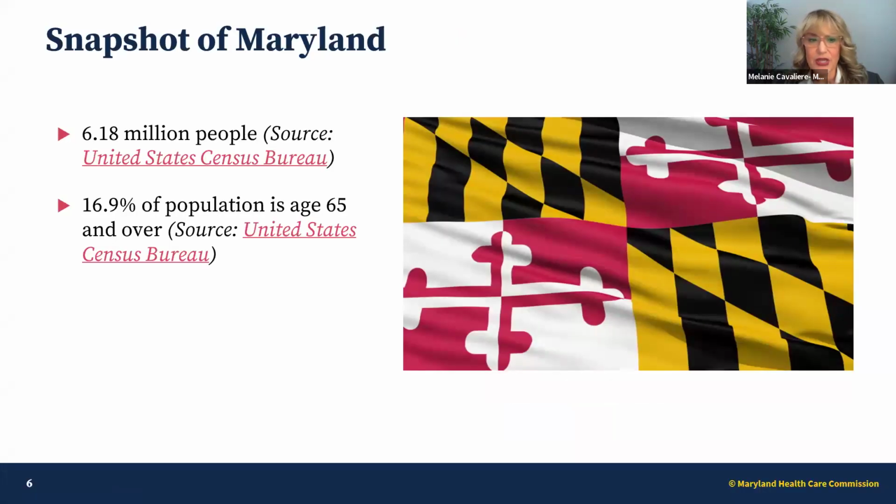So I'm going to just do a snapshot of the Maryland landscape. We have 6.18 million people, and 16.9% of the population is 65 and over.